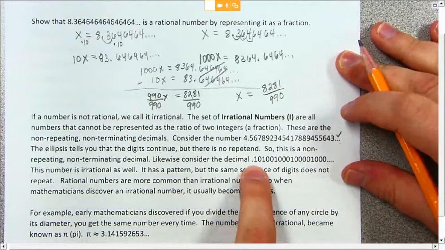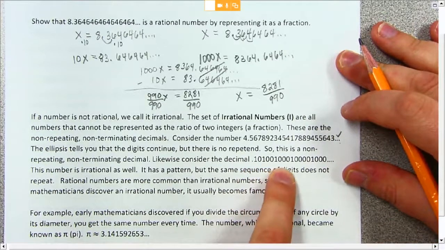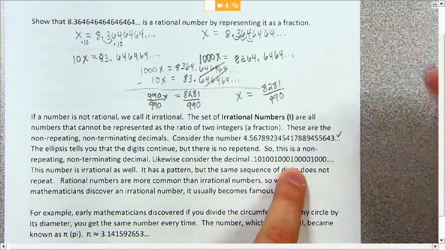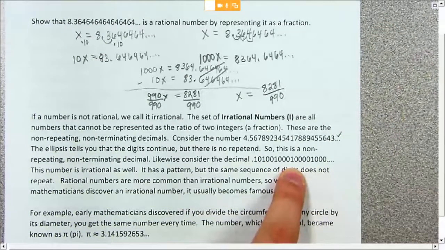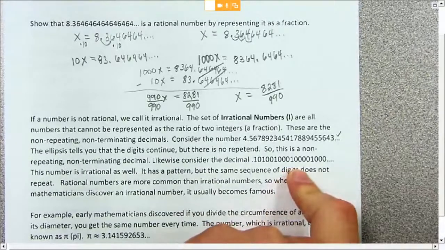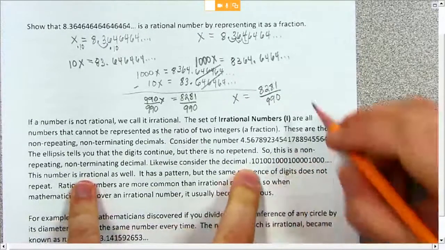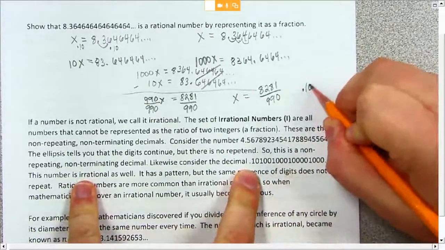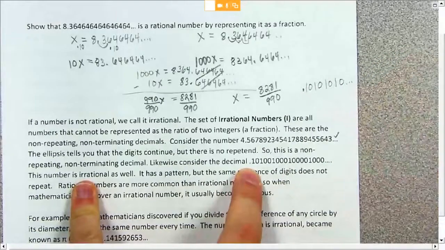Also, consider the decimal 0.101001001. You might think that that looks like a rational number. It has a pattern, right? But in a rational number, the same group of digits will repeat over and over again. I don't have that here, right? A rational number might be 0.10101010, where the same two digits repeat.